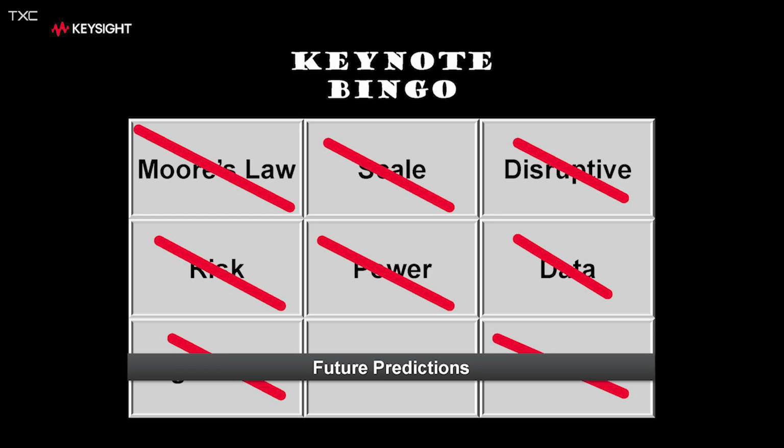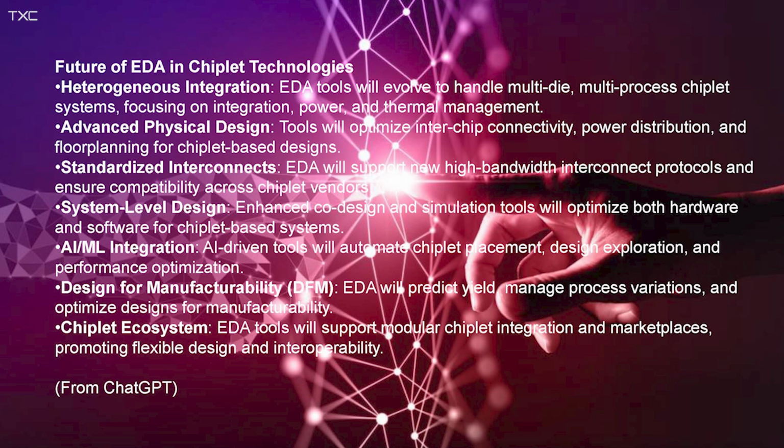So everyone does the game of what would ChatGPT do? So I tried to do the same thing. What would ChatGPT predict about EDA and chiplets in the future? It gave me 5 pages long of data, and I said, scrunch it down to 1 page, and it gave me back 1 page of data, and that's what it said. It was pretty impressive and a little bit scary.